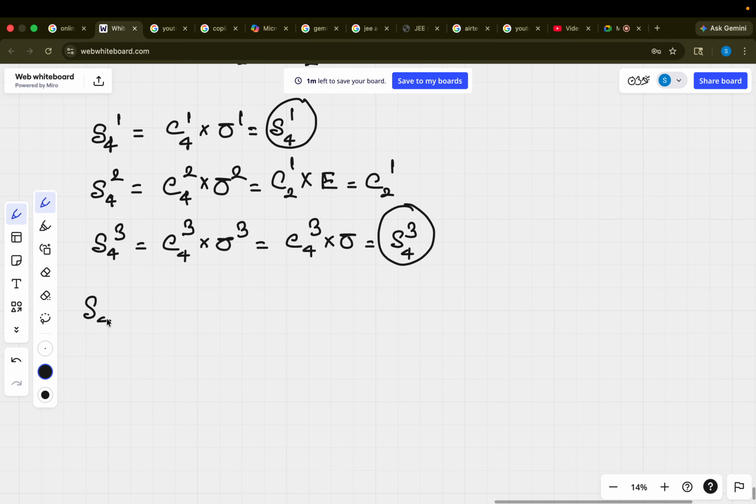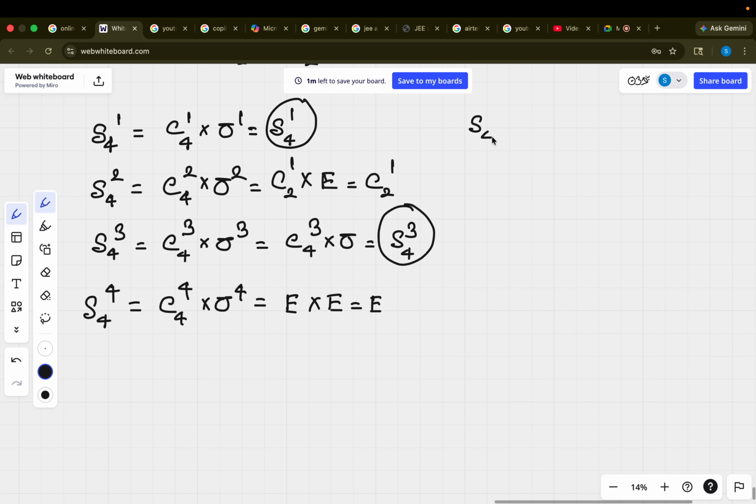Now suppose you have S4 to the power 4. So that will be equal to what? C4 to the power 4 into sigma to the power 4. C4 to the power 4 is identical, and sigma 4, that is also identical. You will get identical only.